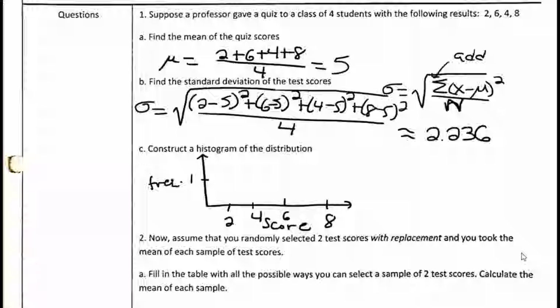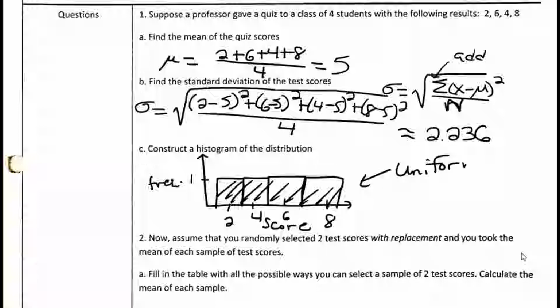So here they all have a frequency of 1, since there's only one 2, one 6, one 4, and one 8. So you can go ahead and draw these the same height. Okay, and that's your histogram. So this is known as a uniform distribution. It's uniform because it's the same throughout the entire distribution, so the same value. So notice it doesn't even start out as a normal distribution, it just starts out as a uniform.